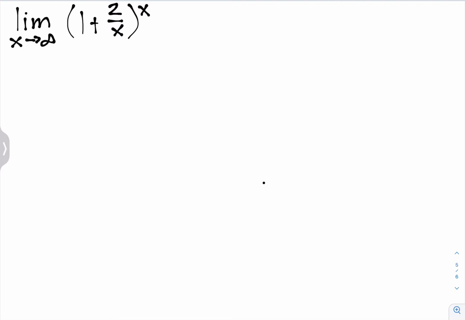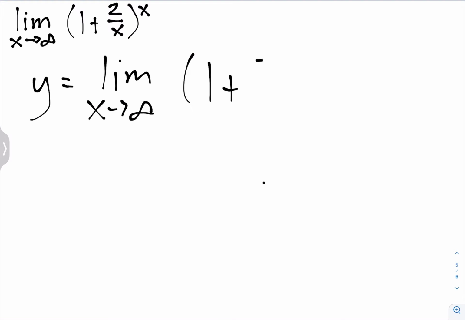Okay, so for this question, we're going to have to make this an equation. What we're going to have to do is set the limit equal to y. So let me just rewrite this. y equals the limit as x approaches infinity of 1 plus 2 over x raised to the power of x. Just get rid of that there. And then what we're going to do is take the natural log of both sides. So I'm going to actually move this over a bit.